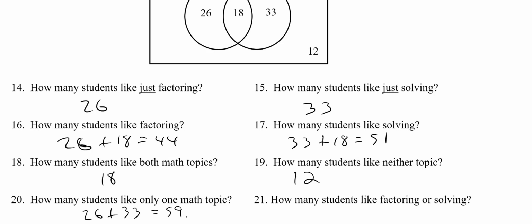It says how many students like factoring or solving? Well, that means factoring, here's factoring, and here's solving. Oops, 33. And also the both, because it's factoring or solving. They can like both if they want. It's got to at least be one or both. So we add 18 to that. If we add that, we get 78. Okay, it's not bad.